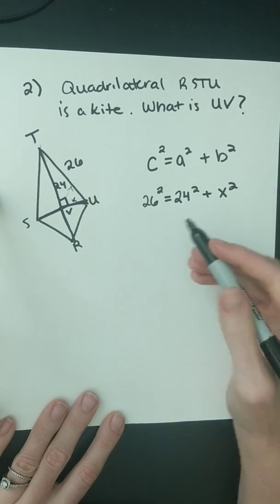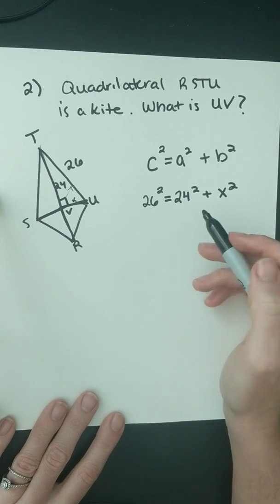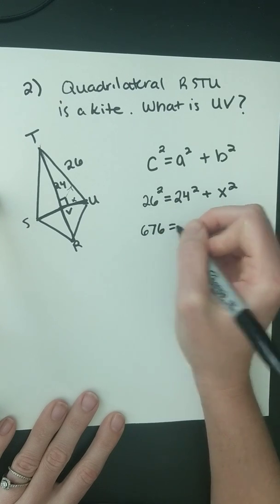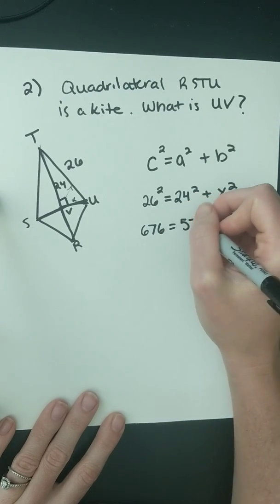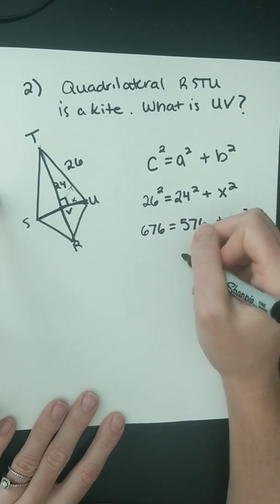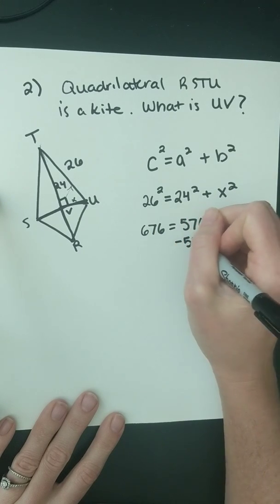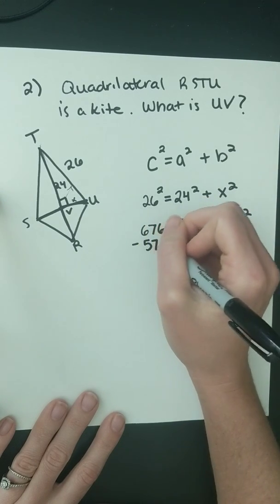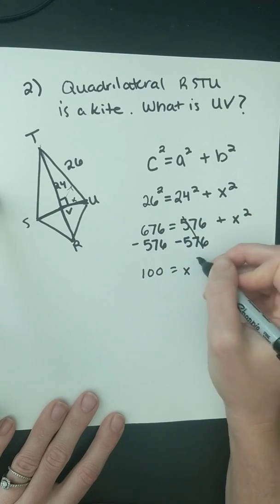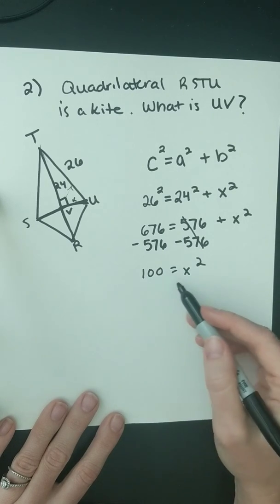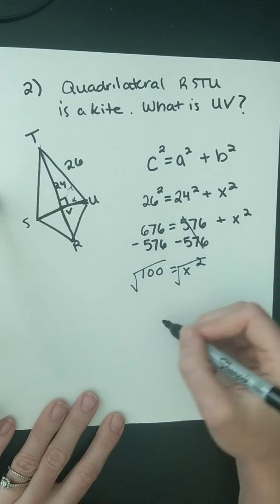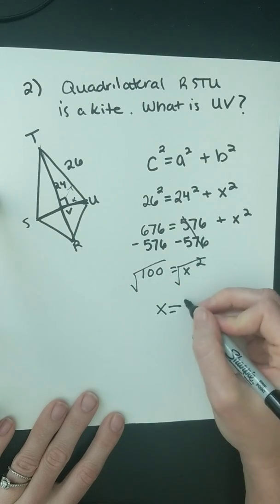So let's go through and solve. Let's square everything and then solve. So 26 squared, 676 equals 24 squared is 576 plus x squared. Now to simplify this, I need to subtract 576 from both sides. That gives me 100 equals x squared. And I'm not done because I have not taken the square root. Last step, x should equal 10.